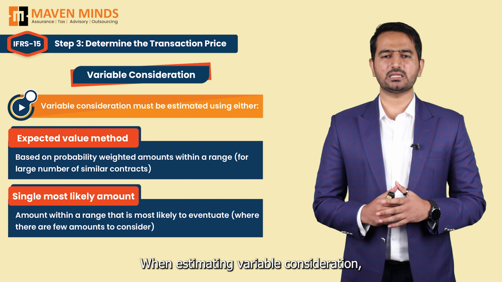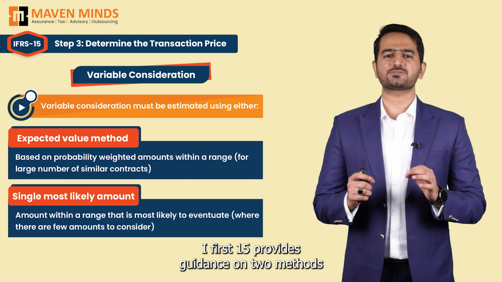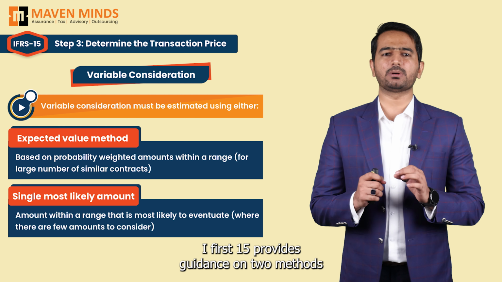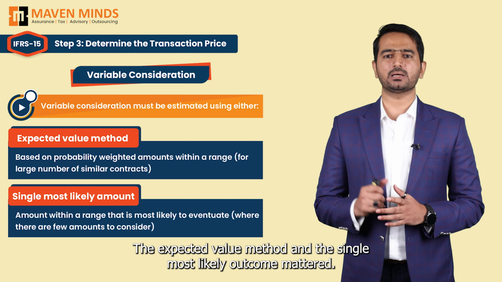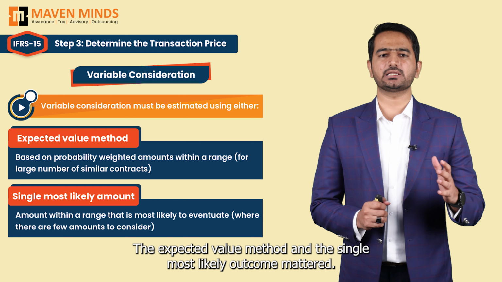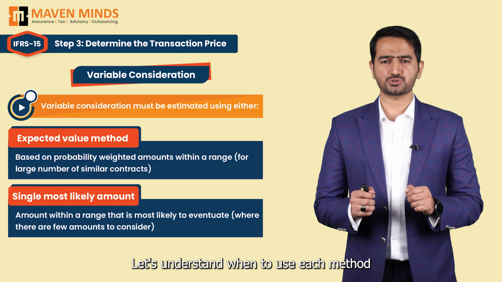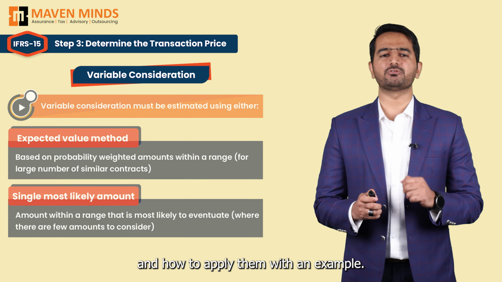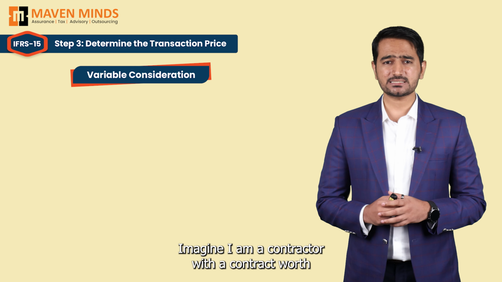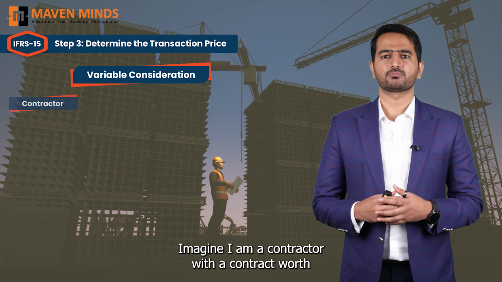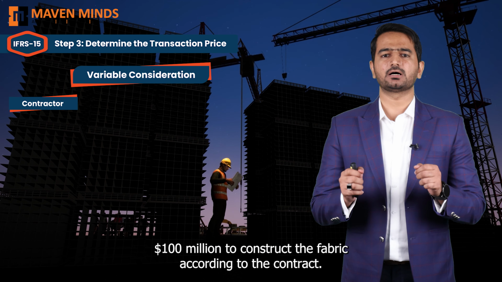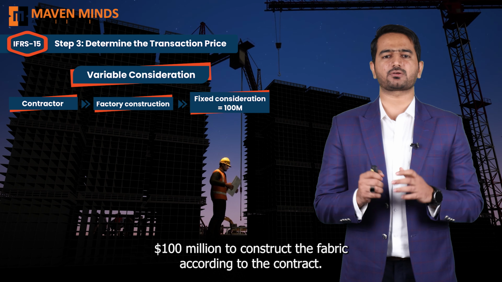When estimating variable consideration, IFRS 15 provides guidance on two methods: the expected value method and the single most likely outcome method. Let's understand when to use each method and how to apply them with an example. Imagine I am a contractor with a contract worth $100 million to construct a factory.